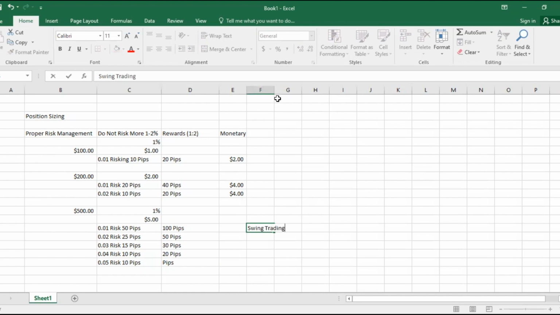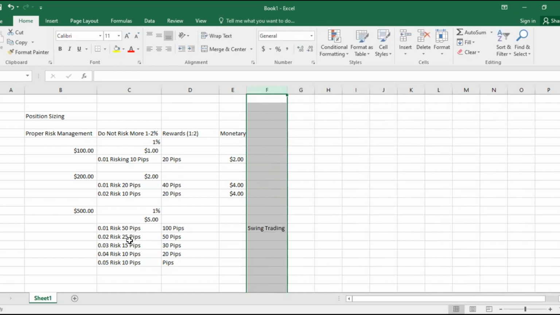And then what you need to understand is that the higher the risk, the lesser your lot size.